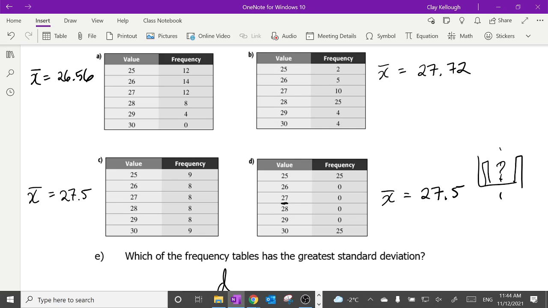So this one, more of the data is farther from the standard deviation. So it's definitely going to have the biggest standard deviation. That's the worst diagram ever, but you get the idea.